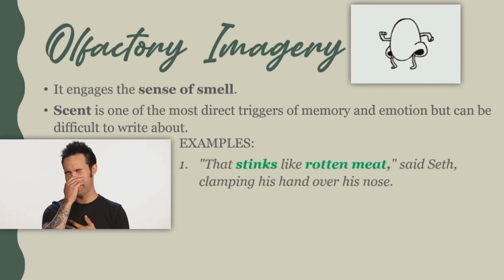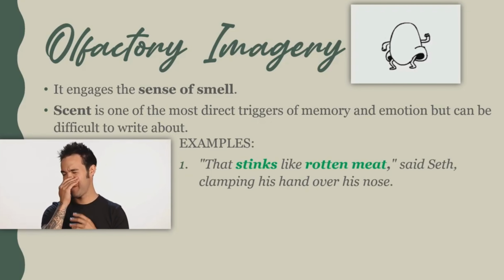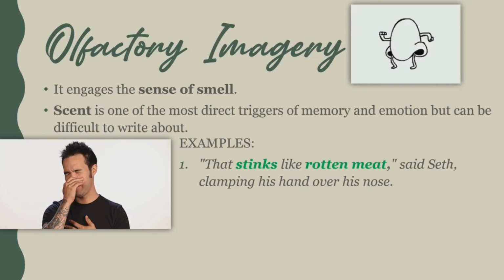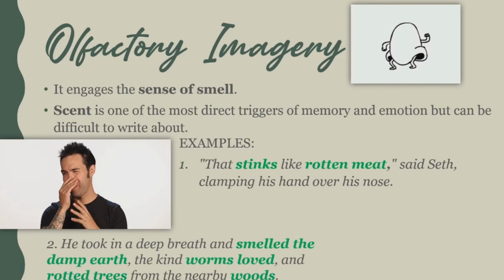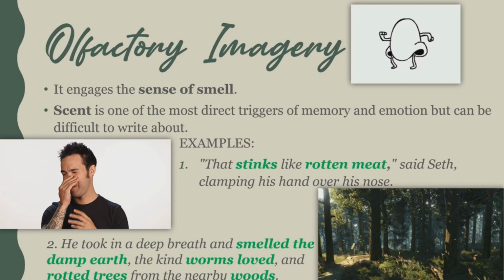Let's have the examples. "That stinks like rotten meat," said Seth, clamping his hand over his nose. In this sentence, the speaker compared whatever he is smelling to rotten meat, which implies a negative connotation, telling the readers that the smell is bad or stinky. Now let's proceed to the next example.